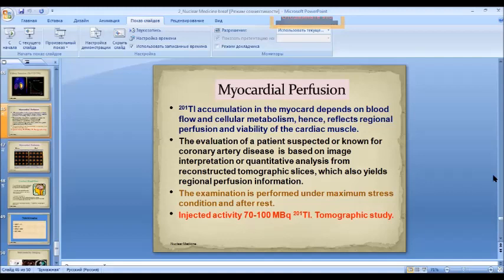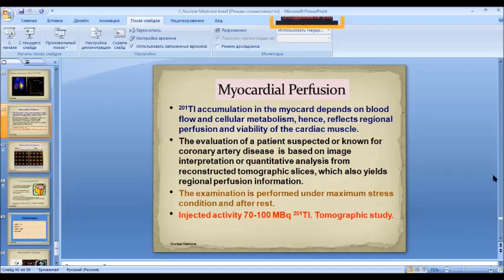In cardiology, myocardial perfusion is a very important thing, and nuclear medicine techniques allow us to estimate the level of myocardial circulation. The best isotope is thallium. Its accumulation in myocardium depends on blood flow and cellular metabolism, hence reflects regional perfusion and viability of cardiac muscle.